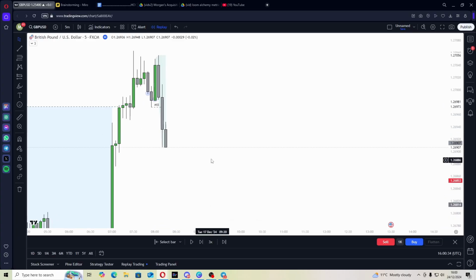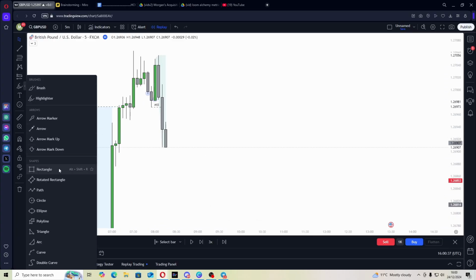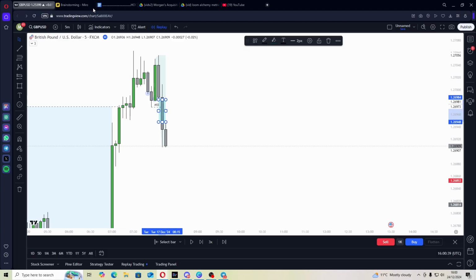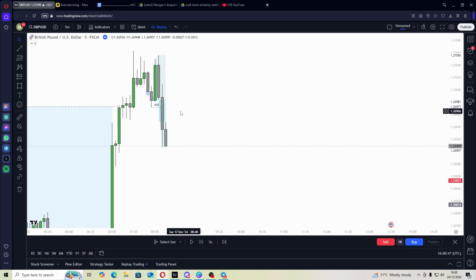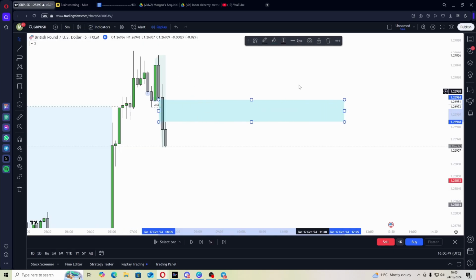What we need to do next is find our fair value gap, which you can see right here. We've just formed it, and what did I say? Identify a fair value gap that overlaps with a market structure shift for a higher probability. You can see everything is piecing together very well, and now what we need to do is actually enter this trade.